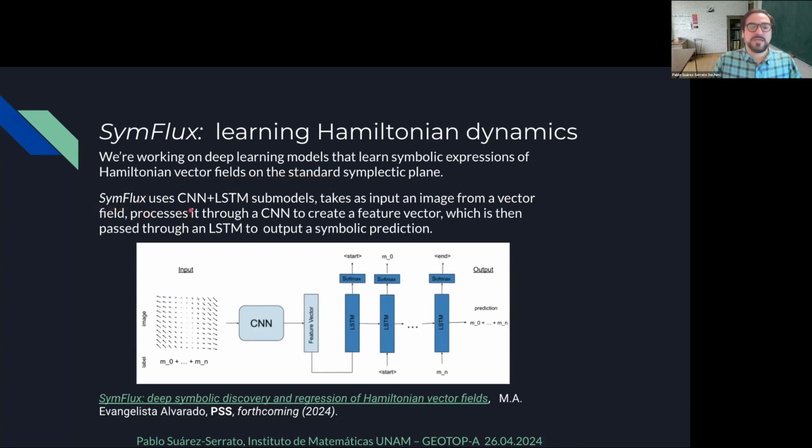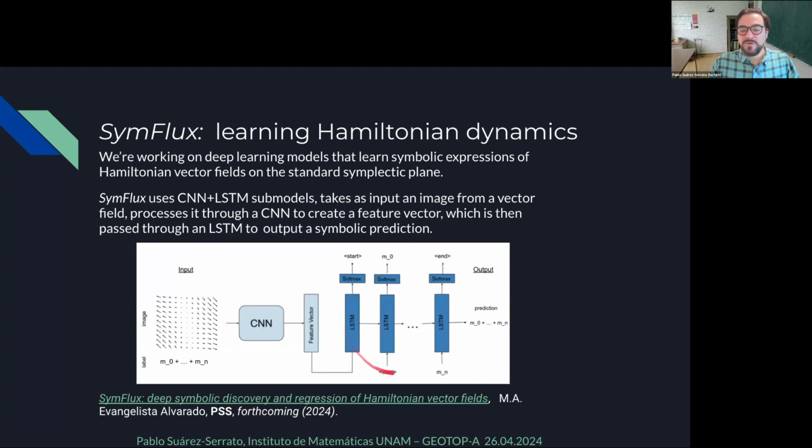Here we're proposing a combination of CNN and LSTM submodels that take an image of a vector field and pass it through the CNN to create a feature vector, as we showed in the examples before. Then this gets passed through a long short-term memory (LSTM) system to output a symbolic prediction. So this is a schematic of the architecture.